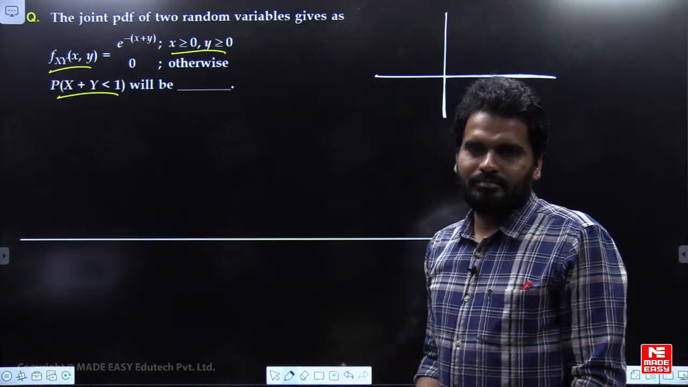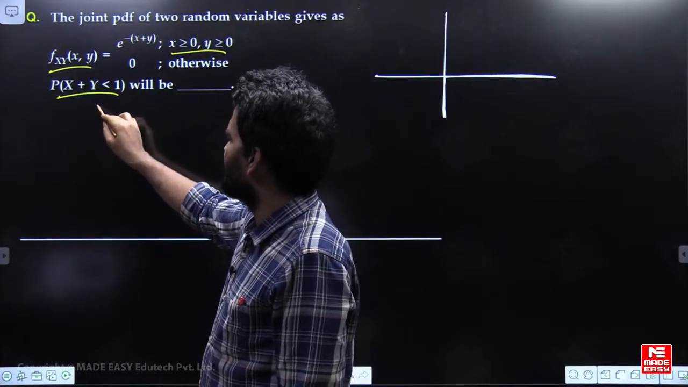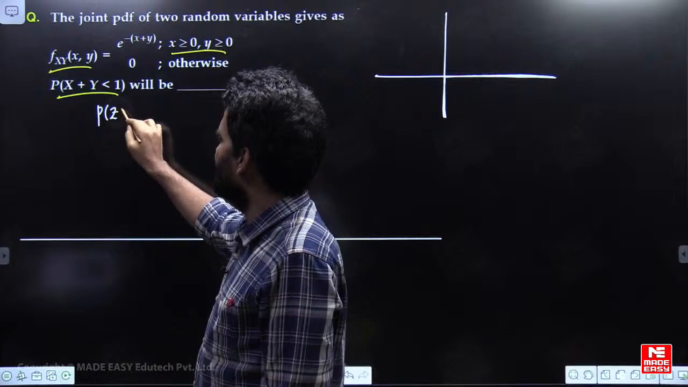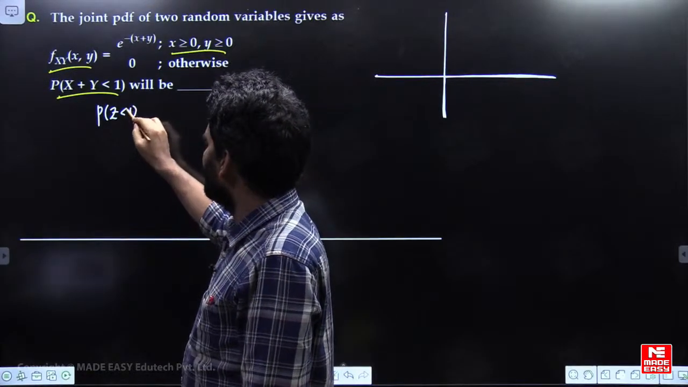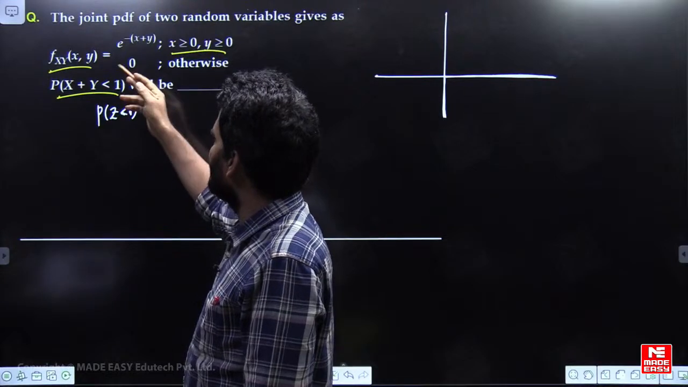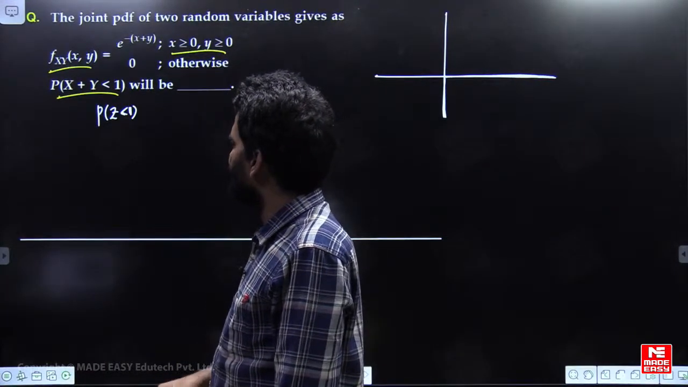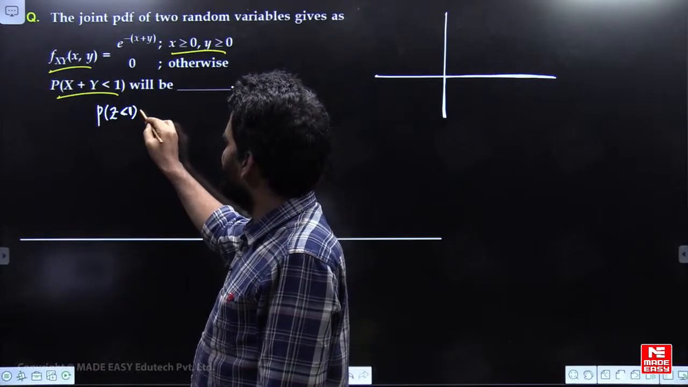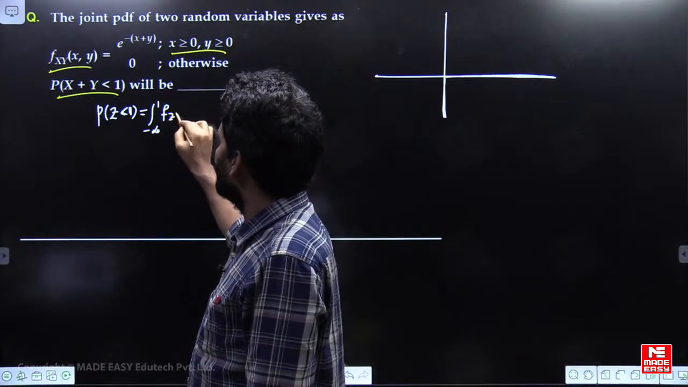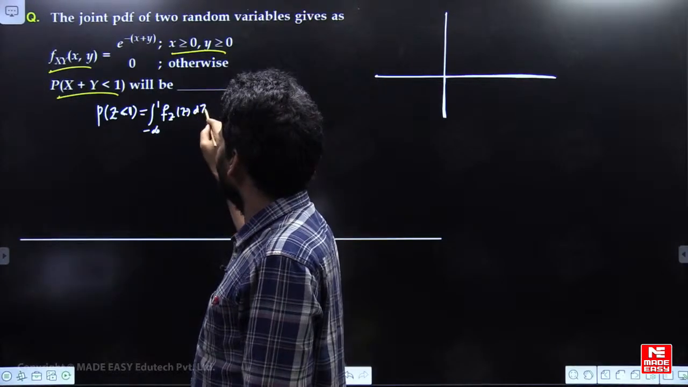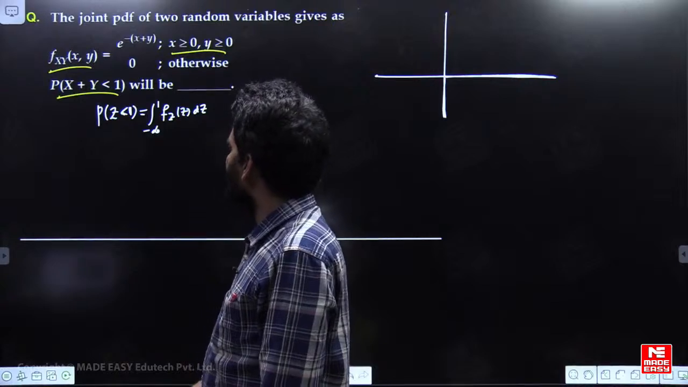So one way to solve this is, first you can assume x plus y is some z, but this is a time-taking process. Probability of z less than 1, or z less than or equal to 1, you can write, because we are dealing with continuous random variables. Z less than 1 or z less than or equal to 1 will not make any difference. How to get the probability of z less than 1? So this is the integration from minus infinity to infinity of f_Z(z) dz. The area under the density function will give you the corresponding probability.